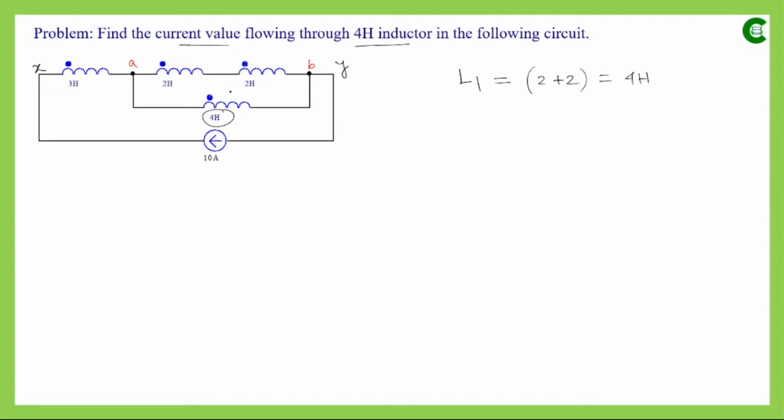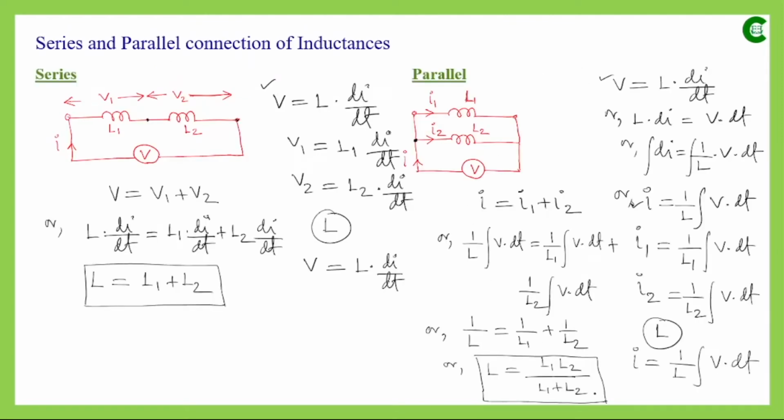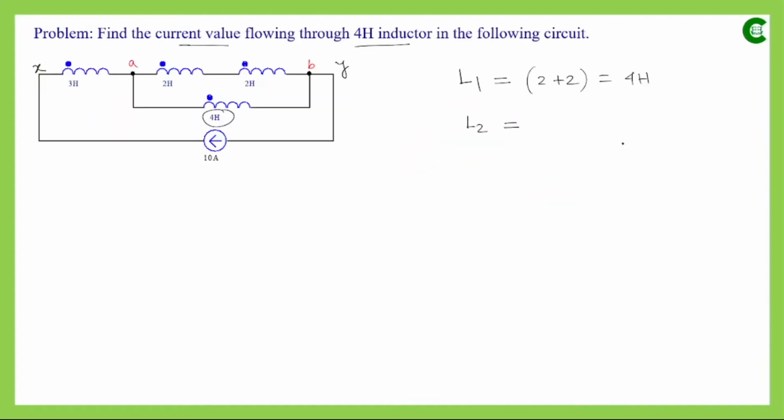Now in place of this series connection, we can assume as if we have a single inductor of 4 Henry, and in parallel with it we have another inductor that also has 4 Henry value. If we simplify further and assume that the equivalent inductance of that parallel connection is L2, then it will obey this formula: multiplication of the individual values divided by summation of their individual values. So L2 will be 4 multiplied by 4 divided by 4 plus 4. So it will be 16 by 8.